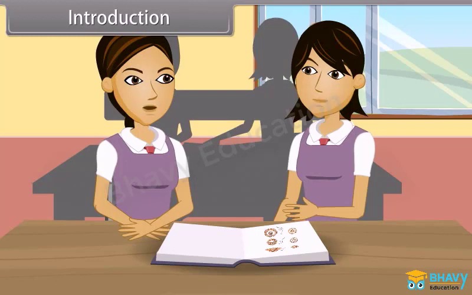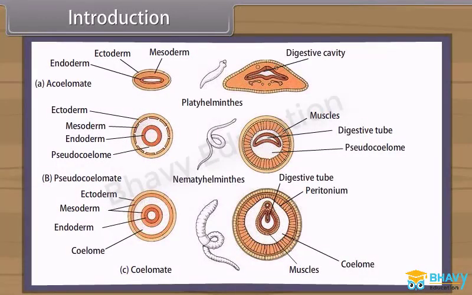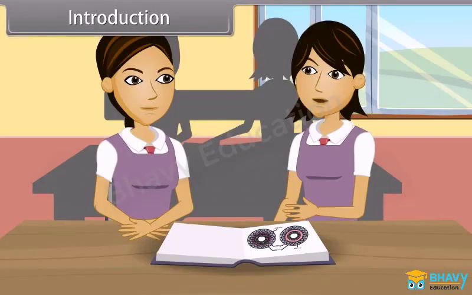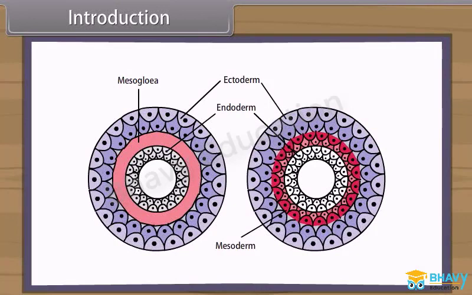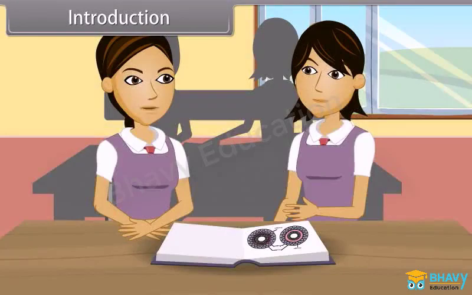On the basis of body cavity, the animals are either acoelomates, for example coelenterates and flatworms, or pseudocoelomates, for example nematodes. According to the number of germ layers present, animals are either diploblastic, for example sponges, coelenterates, or triploblastic, for example flatworms to mammals. We will now discuss some important characters and examples of various phyla of kingdom Animalia.